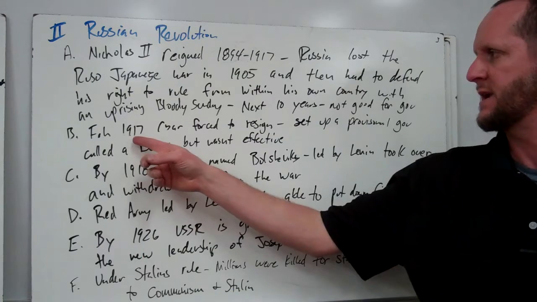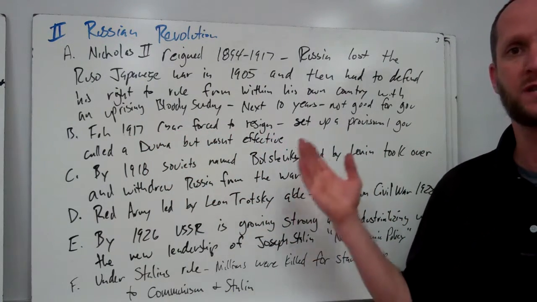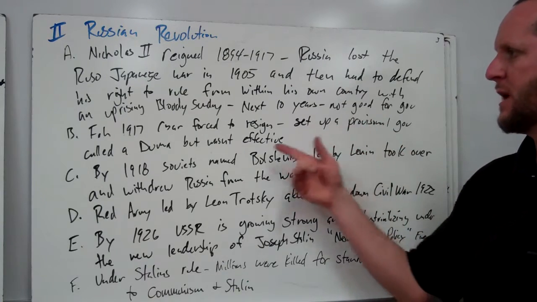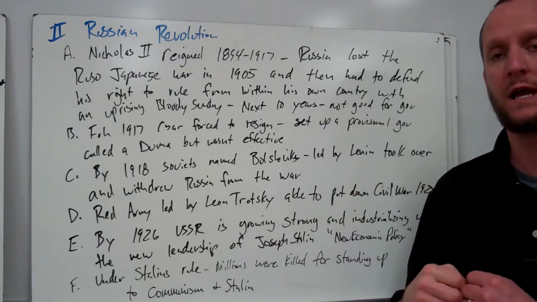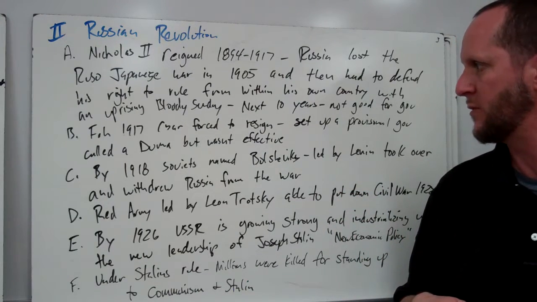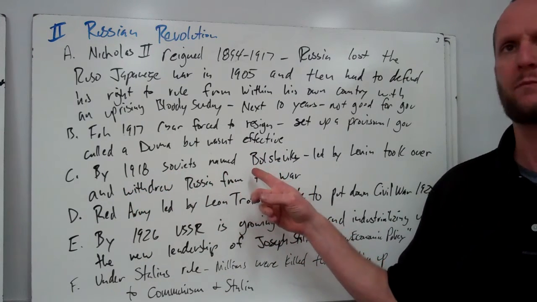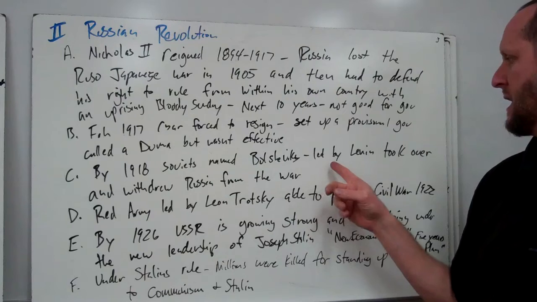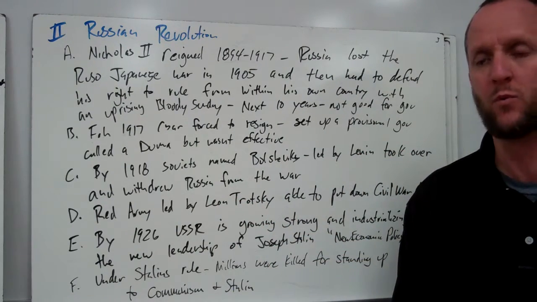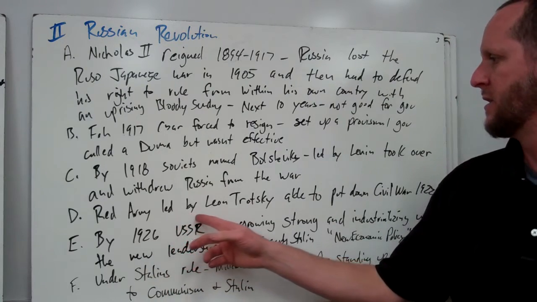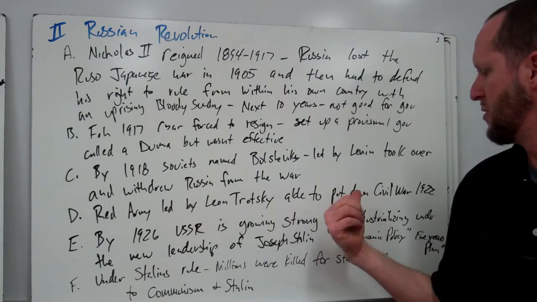In February of 1917, the Tsar was forced to resign. Russia set up a provisional government, the Duma, with some heads of the departments or states, and this obviously did not go very well either. By 1918, the Soviets, by the name of the Bolsheviks, led by Lenin, took over and withdrew Russia from the war. The Red Army, then led by Leon Trotsky, was able to put down a civil war.